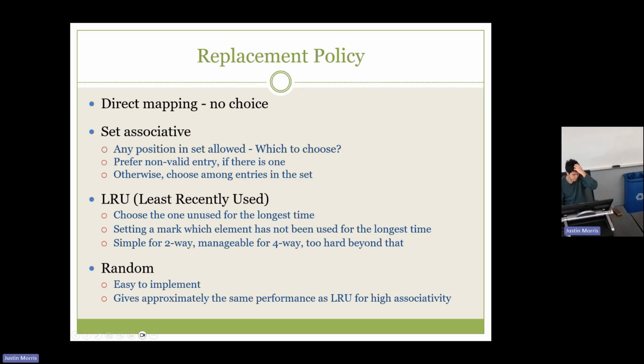Another thing that you can do is random. So this is very easy to implement. And if you have sufficiently high associativity, the performance is very similar. So if you have a low associativity, like 2 or 4-way, it makes sense to use least recently used. But if you're doing something beyond that, 8-way, 16-way, fully associative, random might be better.